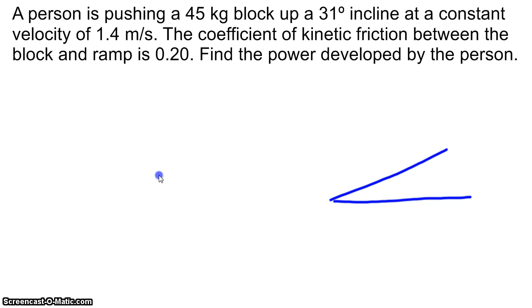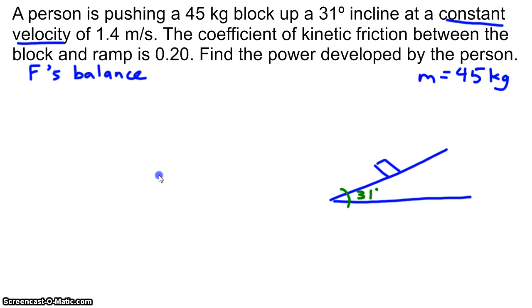We have a person pushing a 45 kilogram block. Mass is 45 kilograms up a 31 degree incline. That's 31 degrees. At a constant velocity, constant velocity. So the forces balance. The net force is zero, and the forces balance. And the value of the constant velocity is 1.4 meters per second.